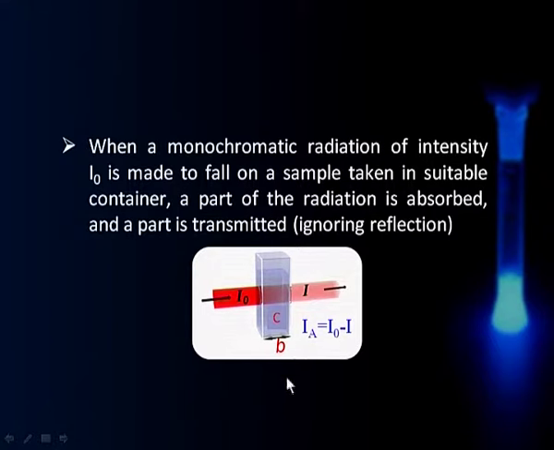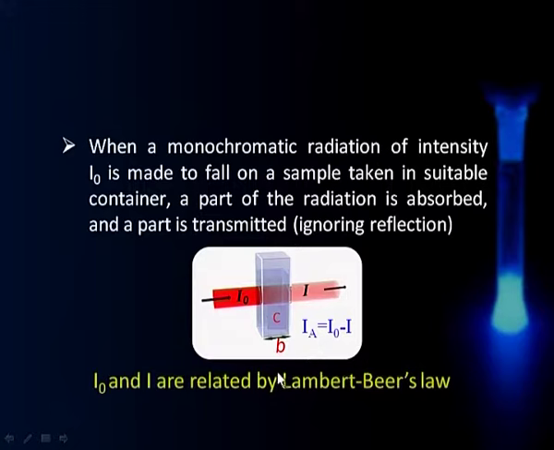Okay. So, now going further, essentially what we need is that this I naught and I are related by Lambert-Beer's law, because to know I A, I need to know how to simplify it from I naught and I, and for that I need to have a look at the Lambert-Beer laws. Let us see what are these two laws.